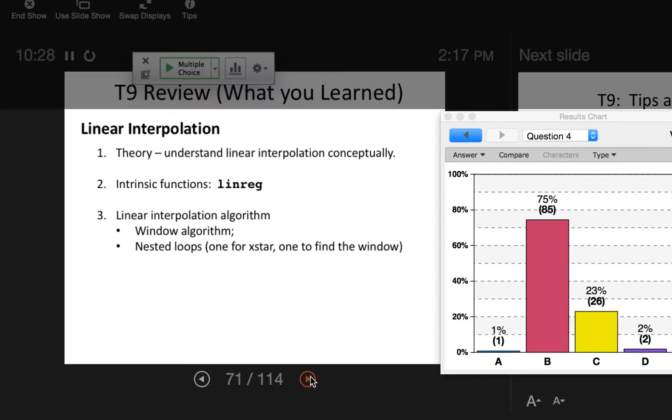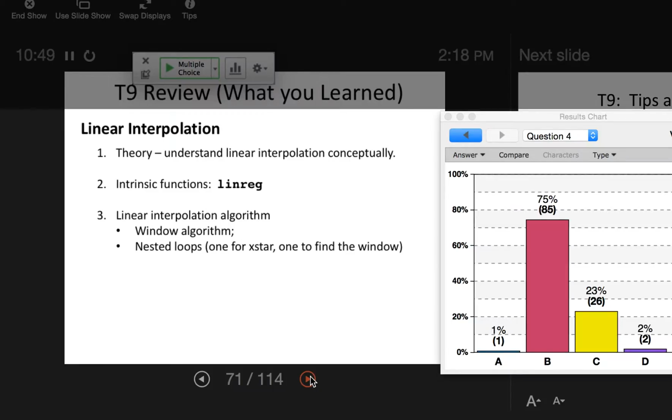And then the last piece is being able to write the algorithm. So for interpolation, the algorithm has a couple pieces. The first piece is the window algorithm, which locates the bracketing points. And so a lot of you have gotten started on this or finished this algorithm, and it's just a find function, or a find algorithm, which we've written several different kinds of.